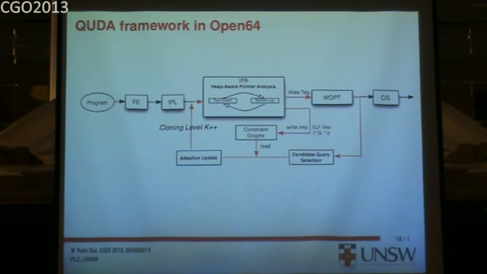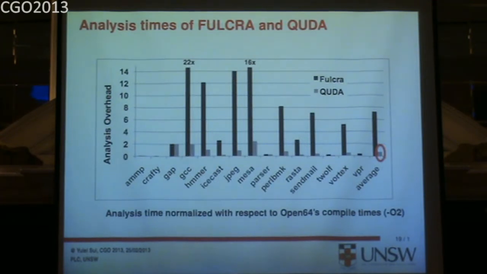Even in this case, our adaptive heap cloning is significantly faster than exhaustive heap cloning. We can see the analysis time compared with Focal and CUDA. Focal is a state-of-the-art context-sensitive heap cloning. On average, our CUDA framework only costs 75% of the total compilation time, while Focal is 7 times slower than Open64 compile time at -O2. For the large benchmarks, we are even better.